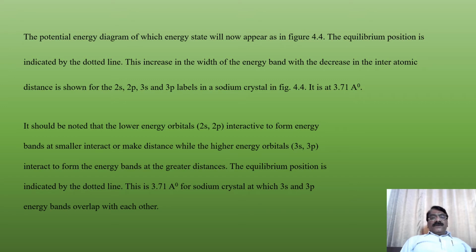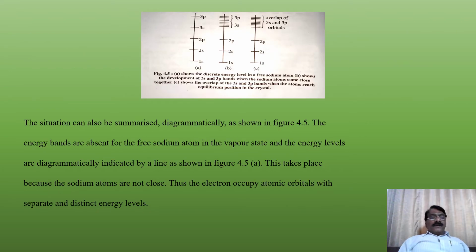The equilibrium distance is 3.71 angstrom for sodium crystals, at which 3s and 3p energy bands overlap with each other, that is, broadening as well as overlapping of energy bands occurs. The situation can also be summarized diagrammatically as in the figure.